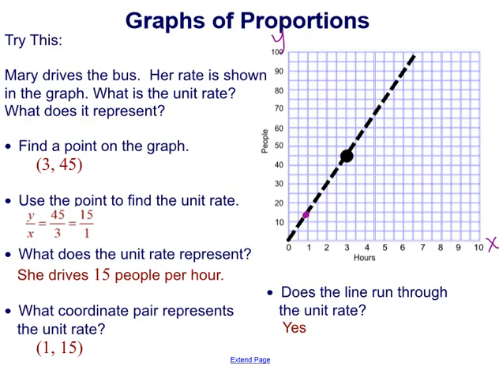So what we can take away from this is, if we find a random point on the graph and find the unit rate, the coordinate of the unit rate, the line will always run through that as well. And we can use that to help us write equations for this proportional graph and see the relationship between x and y and better help us develop an understanding of the variables themselves.